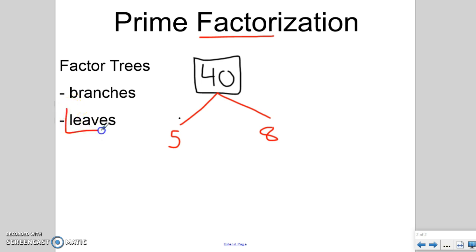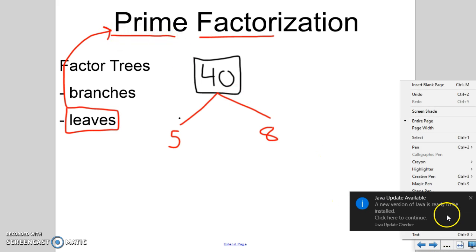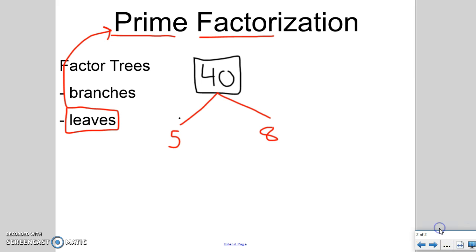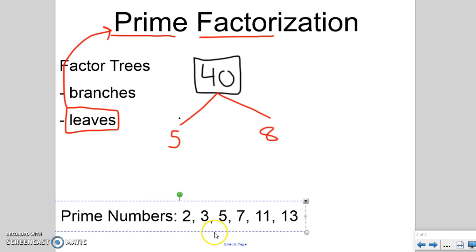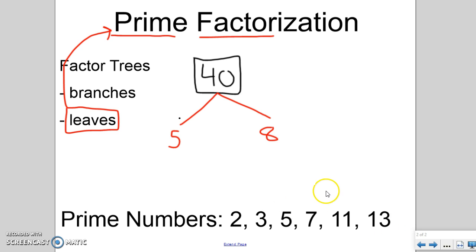Now, my leaves happen anytime my branch ends at a prime number. Just a reminder about what our prime numbers are. And again, if you can remember the first 6, you're good as gold. We have 2, 3, 5, 7, 11, and 13. So you can see that 5 is one of our prime numbers, so that branch is going to end at that leaf of 5. But 8 is not listed. It's not a prime number, it's composite. So this branch is going to have to get even further branched out.